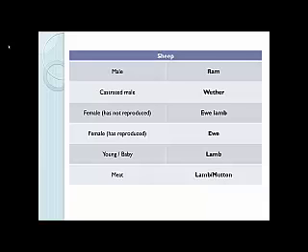Our castrated male sheep, so the sheep doesn't have its reproductive parts, is a wether. And make sure you notice that correct spelling on wether, okay? It's W-E-T-H-E-R.